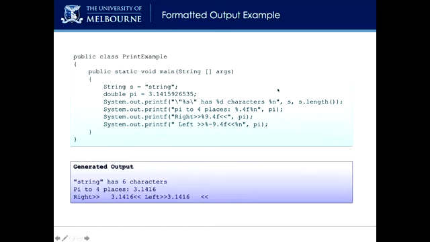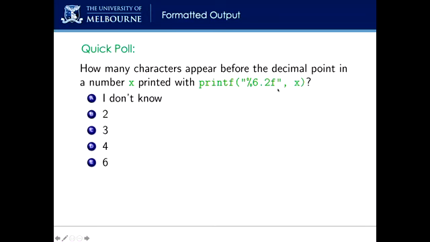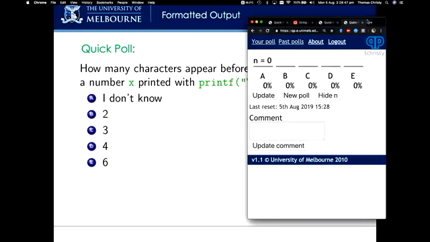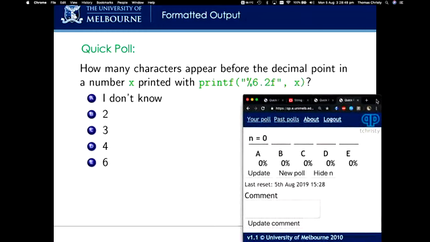So a quick poll again. Before you vote, let me just reset. Okay, so the poll question is, how many characters appear before the decimal point in the number x printed with printf %6.2f?